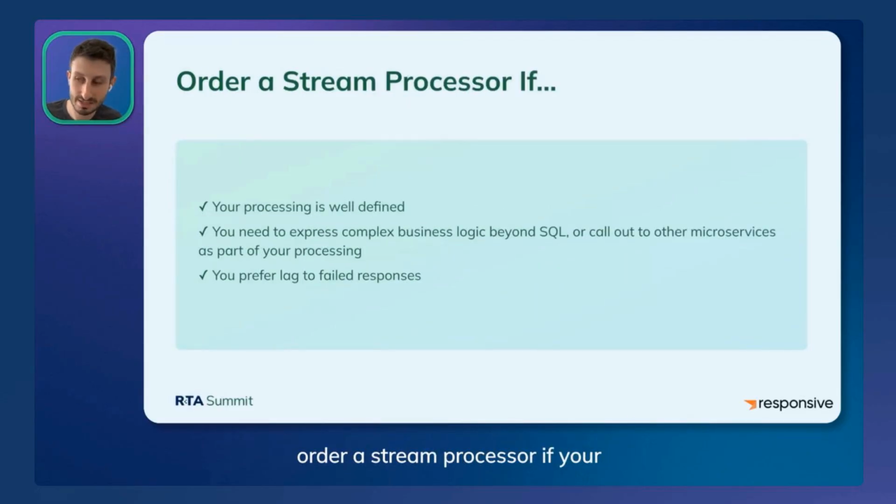You want to order a stream processor if your processing is very well defined. You can process the same data in the same way very frequently. Or you might want to do it if you need to express business logic beyond SQL, or as I mentioned in the degradation model, you prefer lag to failed responses. But that's not quite the whole story.